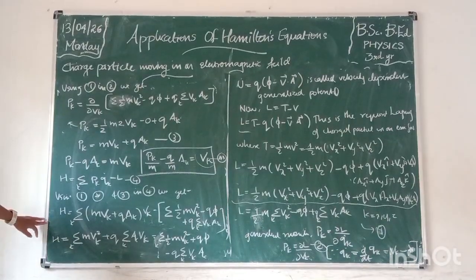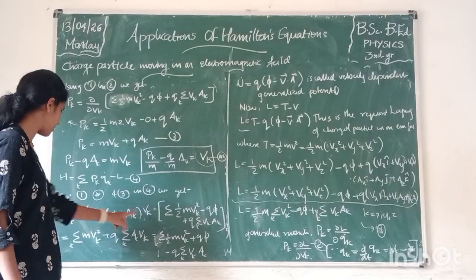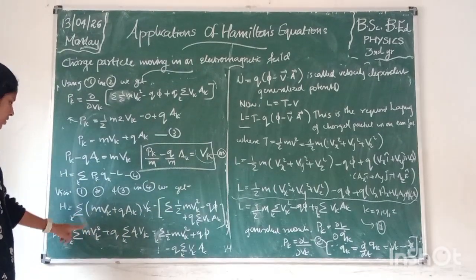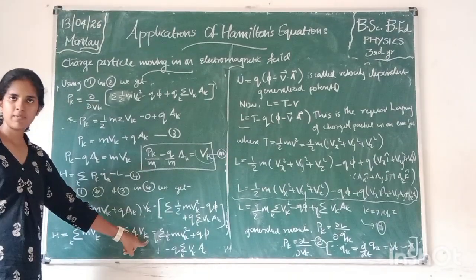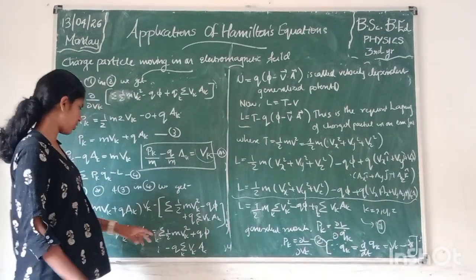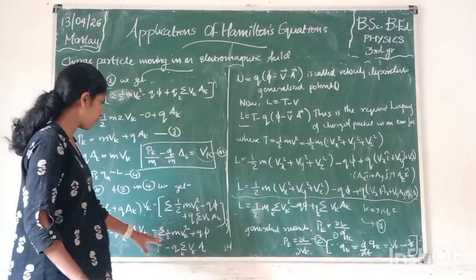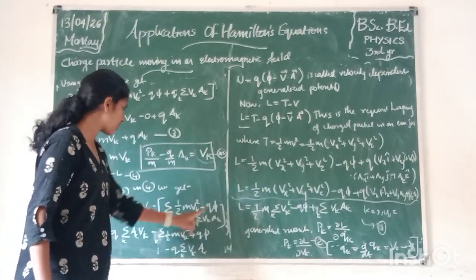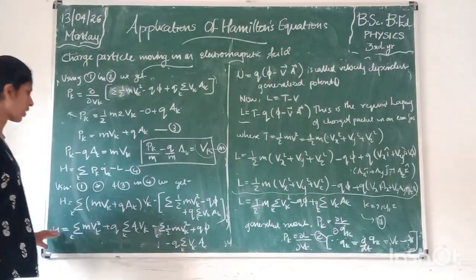And here, this pk term we are taking inside. So m vk square plus q summation of k ak vk, minus half m vk square. This minus coming inside, plus q phi. Okay, this way we are finding the Hamiltonian.